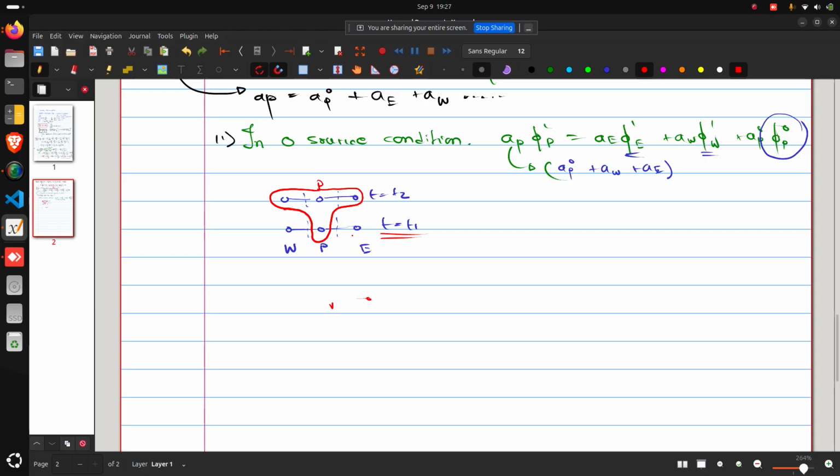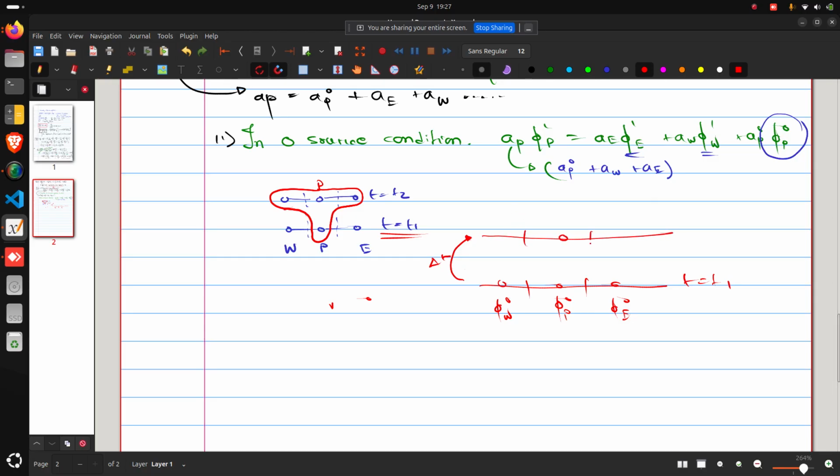So if you see here, you have a domain which has many cells. There is phi P0, phi W0, phi E0, everything at time t = t1. Now you apply the time stepping scheme, progress some dt, and now again this is the domain, with phi E1, phi P1, and phi W1, right? Now if you look at this equation, it is very similar to what we had before, right?